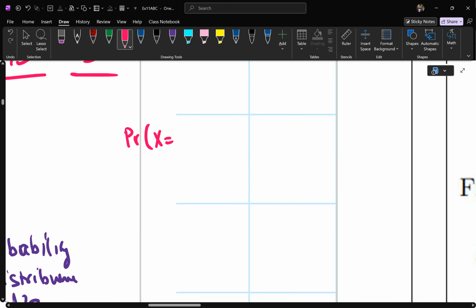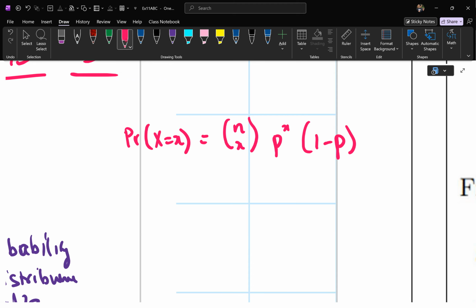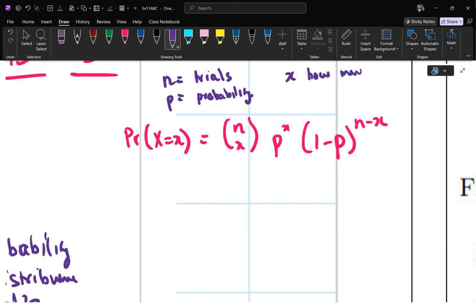Binomial distribution has the rule nCx times p to the power of x, times (1 minus p) to the power of n minus x. I want to break it out again. N is the number of trials. P is the probability of getting what you want. And x is how many you're choosing. Or little x. I'll just write x equals random variable.